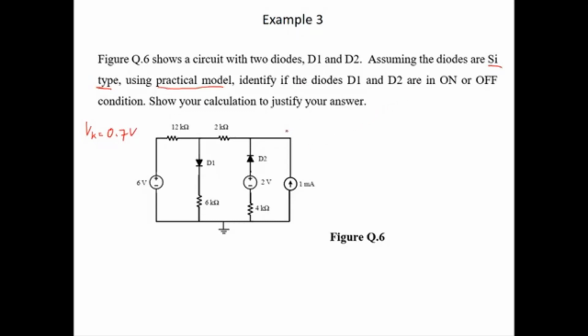So when you use the practical model, or the equivalent model, in this approach you want to replace the diode with a certain model. This model has conditions. For example, you need to be able to identify whether the diode is forward bias or reverse bias. This is the first thing that you need to decide. So in this solution, first let's assume all the diodes are in forward bias.